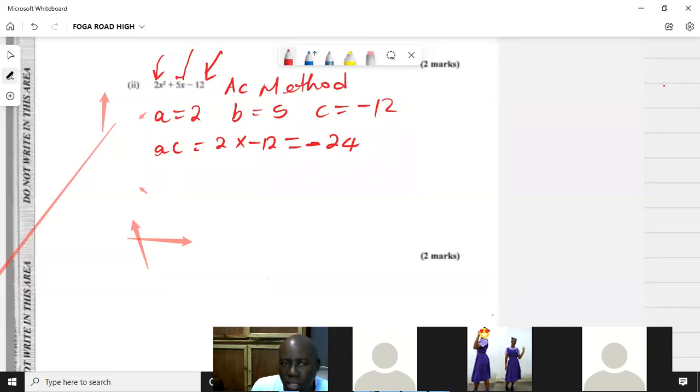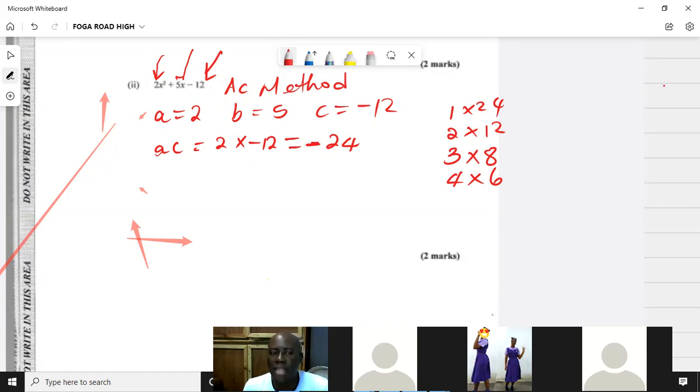24. What are the possible things that multiply to give 24? You have to list them out. 1 times 24. 2 times 12. 3 times 8. 4 times 6. So these are the possible pairs that can multiply to give 24. It means then that one of these pairs will answer our question. So you have to ask yourself, which one of these pairs can I get a 5 out of? Definitely I can't get 5 here, I can't get 5 here, but I can get 5 there, because a 3 and an 8 can give a 5.